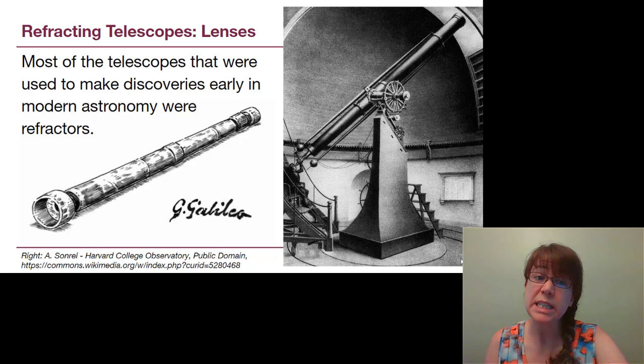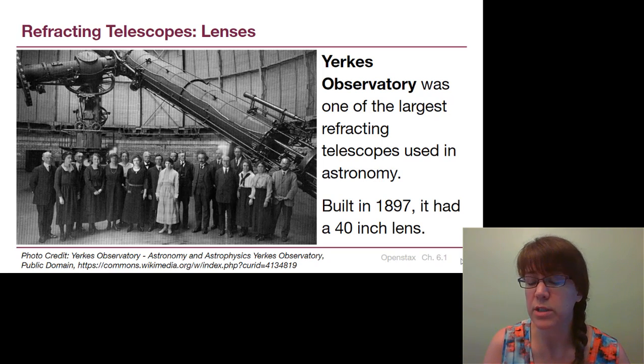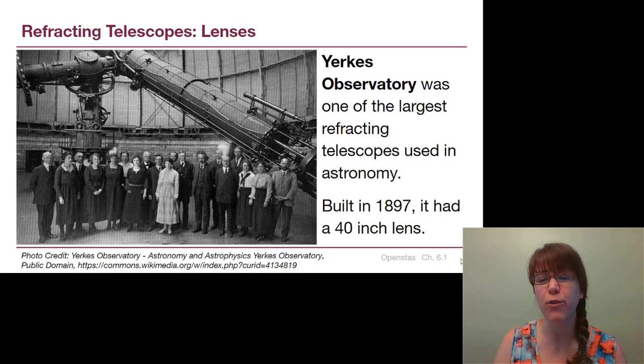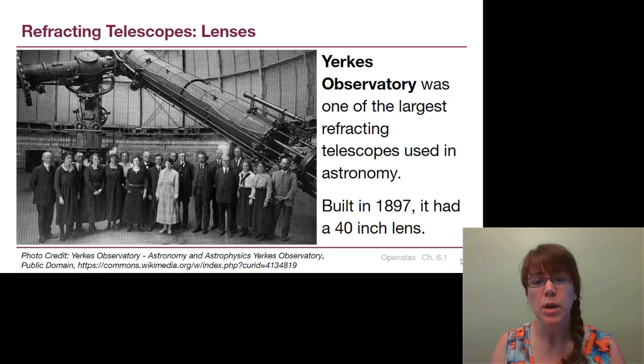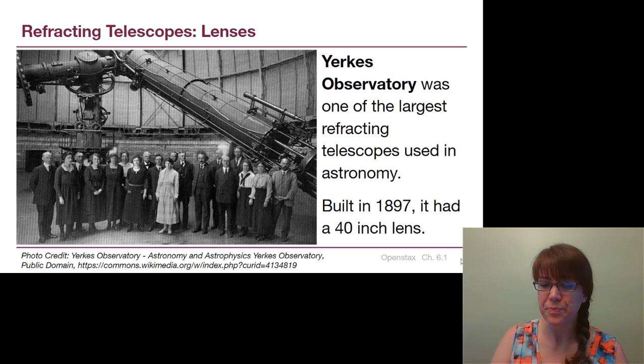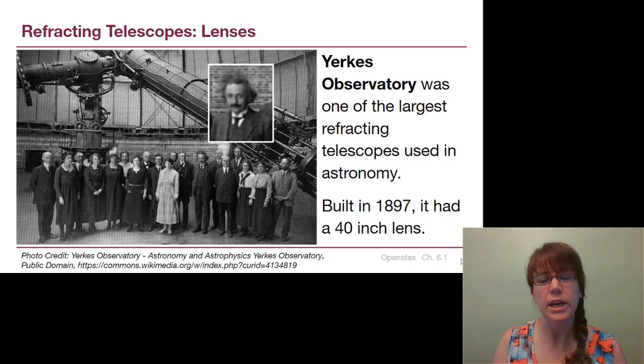These refracting telescopes did get fairly large, so Yerkes Observatory was one of the very largest refracting telescopes in all of astronomy. And it was built before the 1900s. It was built in 1897, and it had a 40-inch lens. And if you look at this image, there's a lot of people that are sort of known to science and known to history, but there's one that you might even recognize here. So if we look, we can see Albert Einstein visited this observatory. So it kind of gives us a sense that it was around and used for a long time.